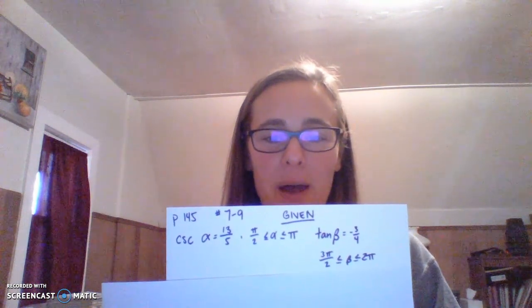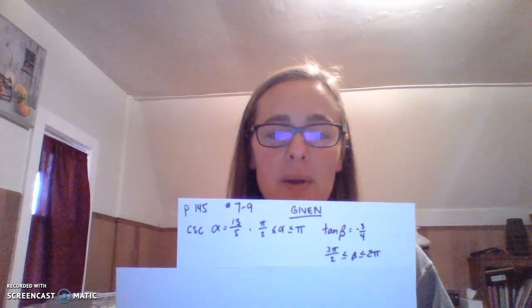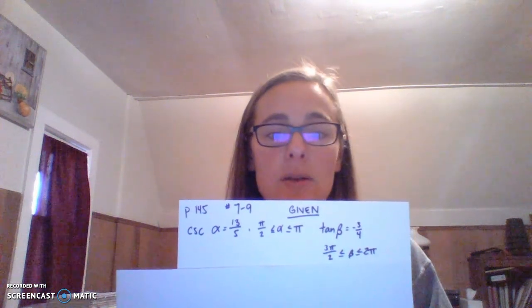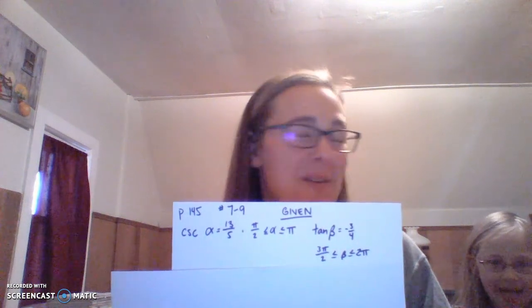Alpha is between pi over 2 and pi. So we need to think about what quadrant alpha is in. Alpha is in quadrant 2.